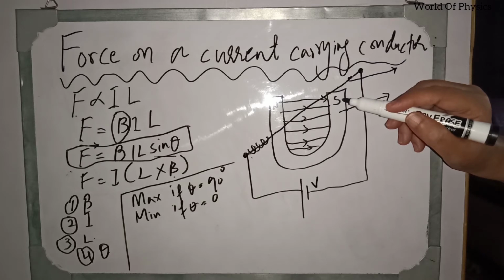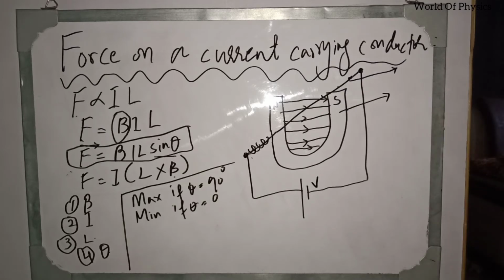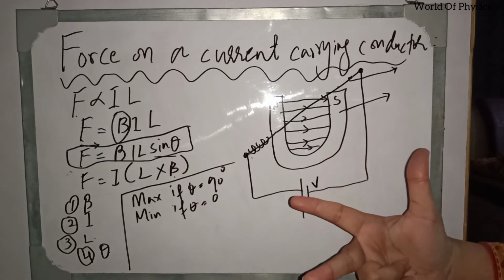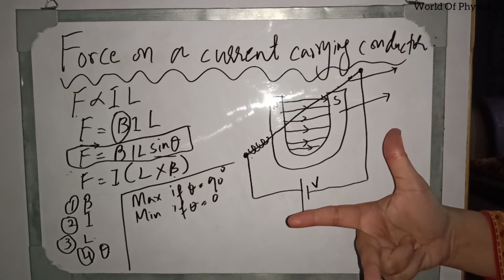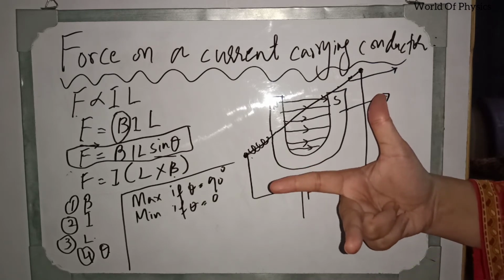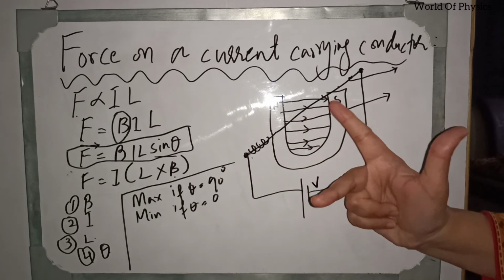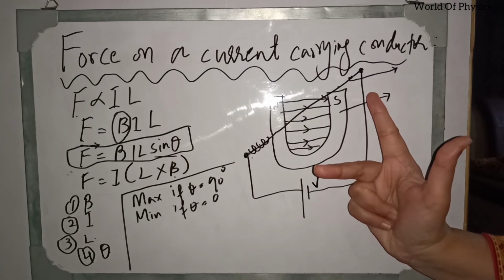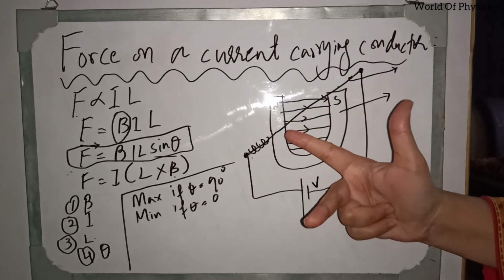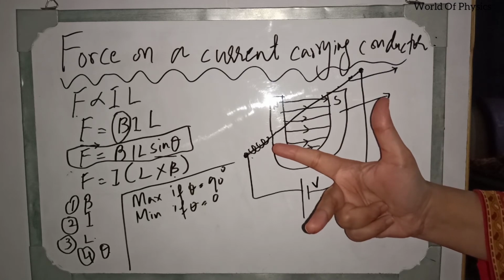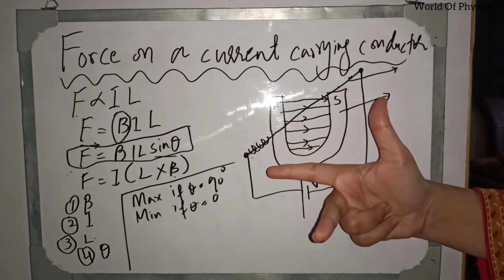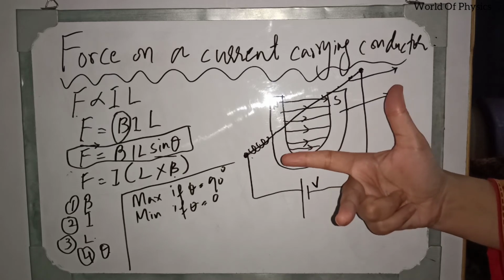According to the Fleming left hand rule, we stretch the thumb, the first finger and the second finger in this direction, in such a way that thumb and first finger are making an angle of 90 degree with each other. First finger and second finger are also making an angle of 90 with each other. Thumb and the second finger are also making an angle of 90 degree with each other. It means all these three are perpendicular to each other. And here thumb is pointing in the direction of force.